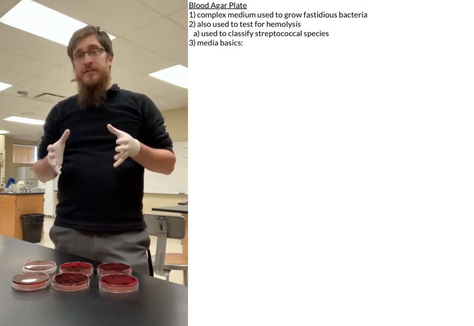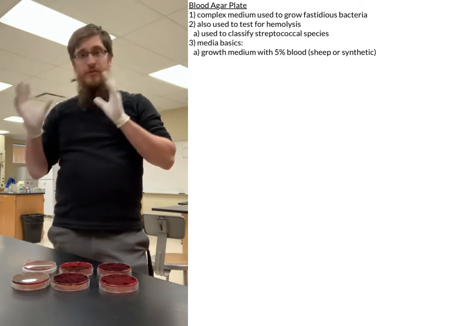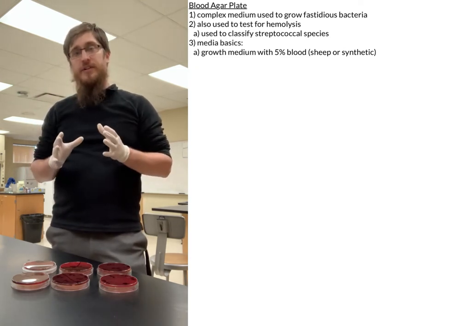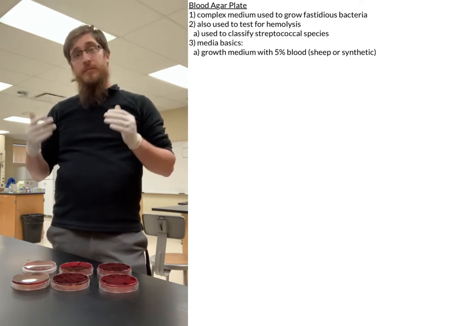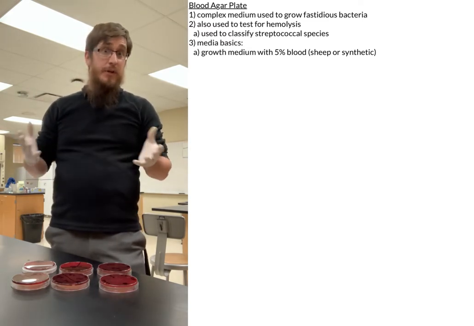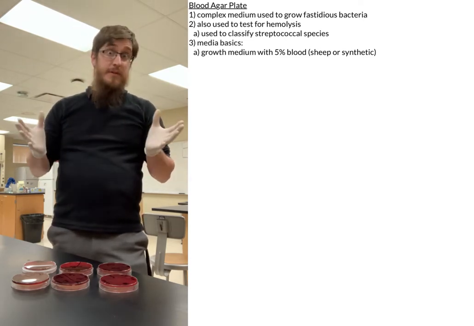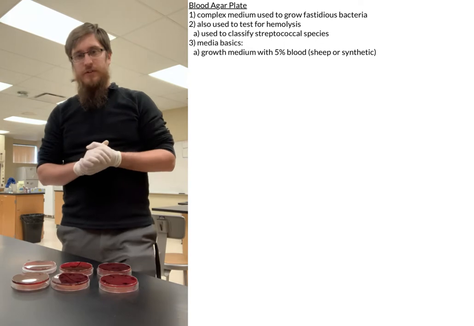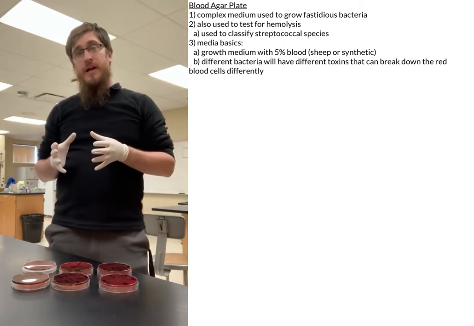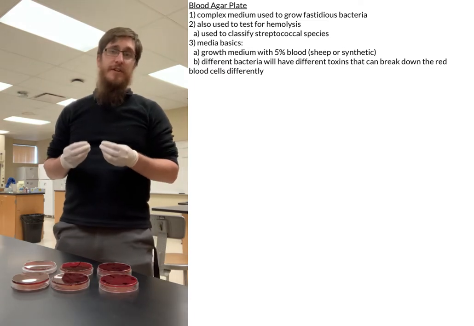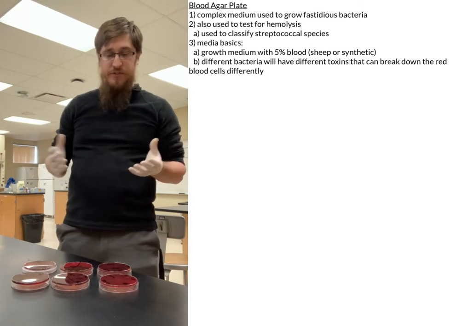Our medium is basically just a standard growth medium, and after you've autoclaved and sterilized it, you have to cool it down and add 5% blood to the medium, hence the name blood agar. Normally this is synthetic sheep's blood, or it can be real sheep's blood, depending on who makes it. Different bacteria will have different types of toxins that have hemolytic abilities, or the ability to break down red blood cells.